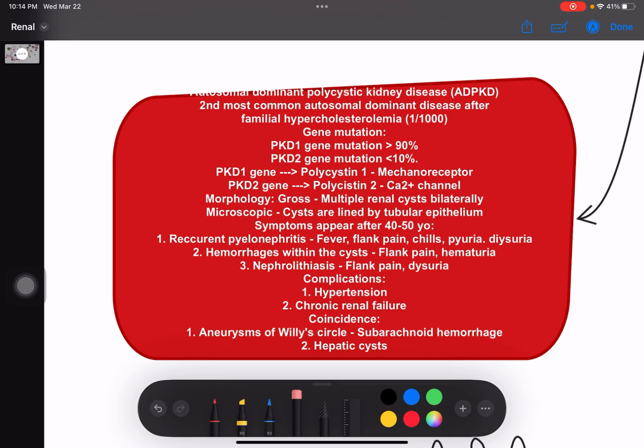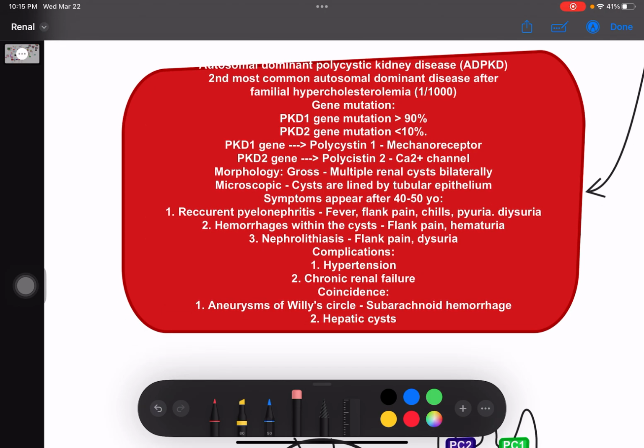Symptoms appear at 40 to 50 years of age, even though it's present from birth. Symptoms appear only after 40 to 50 years of age. The complications are recurrent pyelonephritis, fever, flank pain, chills, pyuria, dysuria, hemorrhages with the cysts, flank pain, hematuria if the cyst ruptures. There's nephrolithiasis, which is stones in the ureters. And complications are hypertension, chronic liver failure.